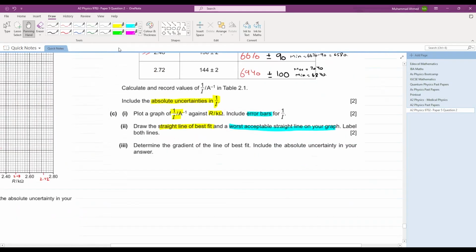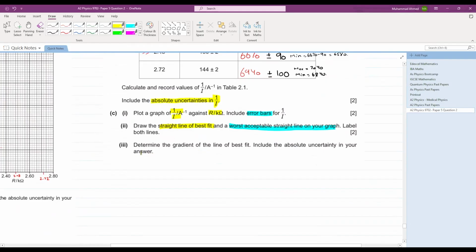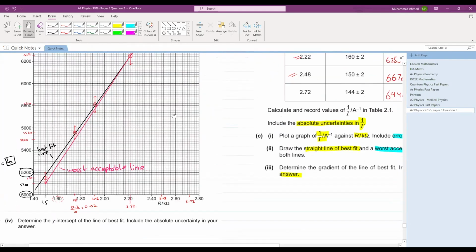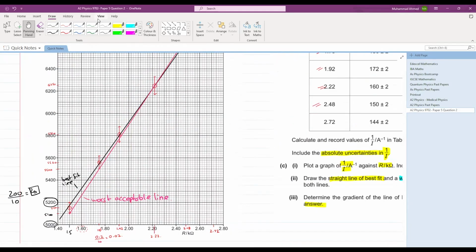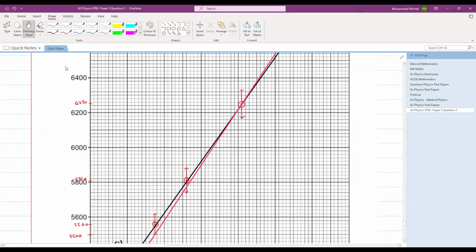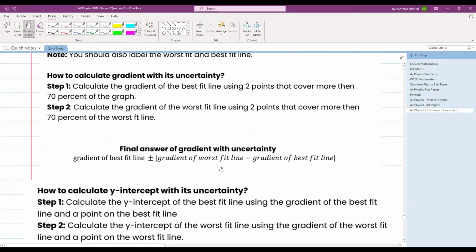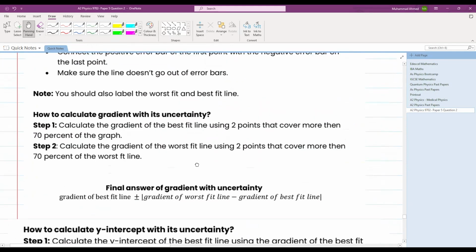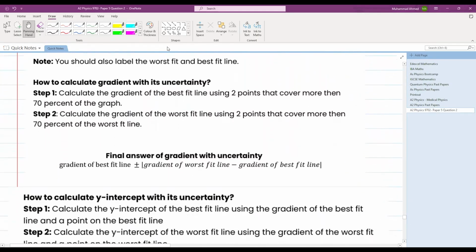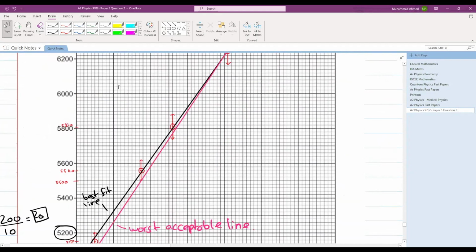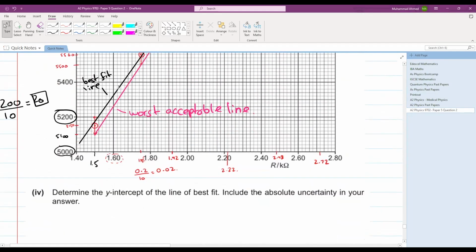You have to determine the gradient and the uncertainty in the gradient. Okay, how will you do that? First of all, let's determine the gradient of the best fit line. Let's do the easier job. Now, whenever you are determining the gradient, there is just one key point that you need to remember. You have to calculate the gradient with 2 points that cover more than 70% or at least 50% of the graph.